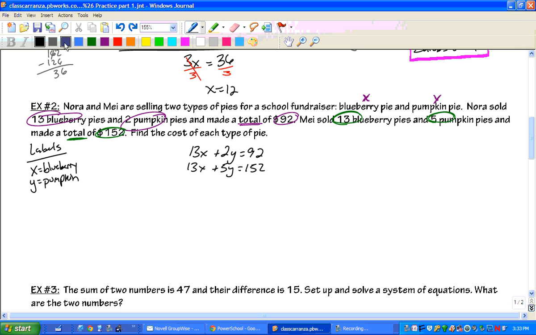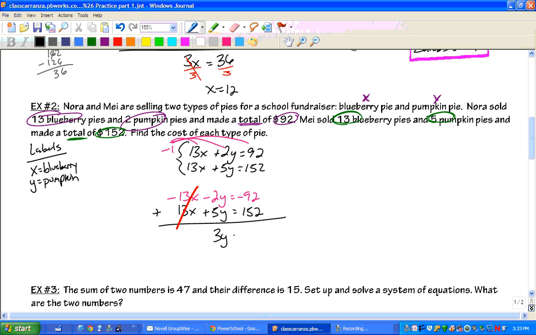Okay, now we need to cancel, and to do that, we're going to multiply, because I'm going to get rid of my x's because they're the same. I just need one of them to be negative. So I'm going to multiply the top by -1. The bottom stays the same. And let's start doing this, okay? Your x's cancel out.